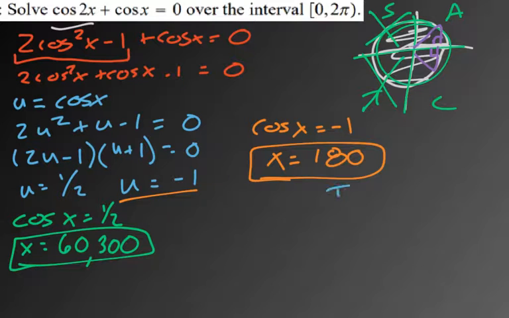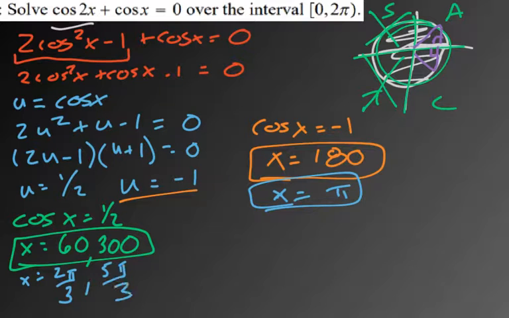Just to kind of convert really quick. That one is pi. This one is 2 pi over 3. And then the last one would be 5 pi over 3, because if you had 6 pi over 3, it'd be 2 pi, and we're going back 1 pi over 3. So if you did want them in radians, those are the answers in radians.